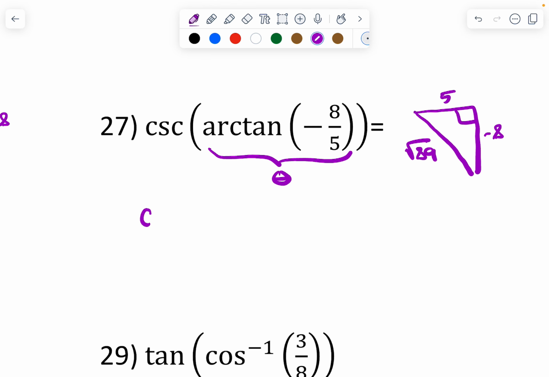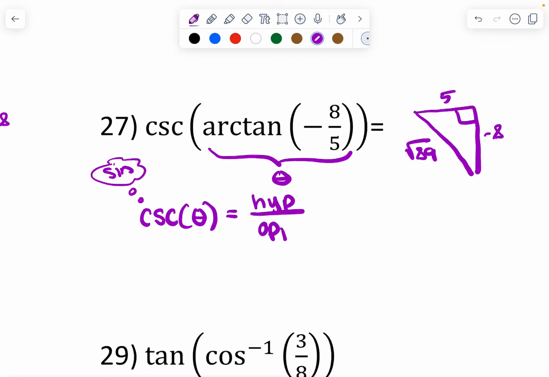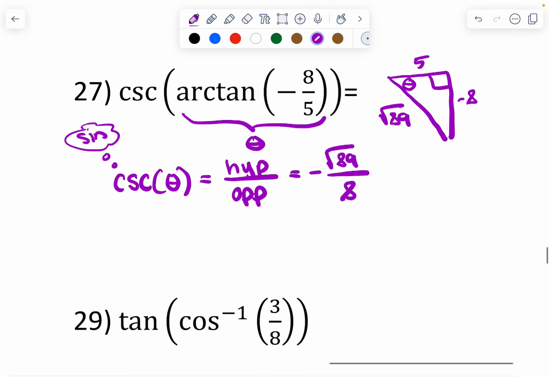So now for this one, we are solving for cosecant theta. Cosecant is the reciprocal of sine. And sine is the y-coordinate. Or in this case, we can just think of SOHCAHTOA. So sine will be opposite over hypotenuse. Because cosecant is the reciprocal of sine, we can flip that ratio. So we end up with hypotenuse over the opposite side. The hypotenuse is root 89. And the opposite side is -8. So we end up with a negative ratio, root 89 on top, 8 in the denominator.